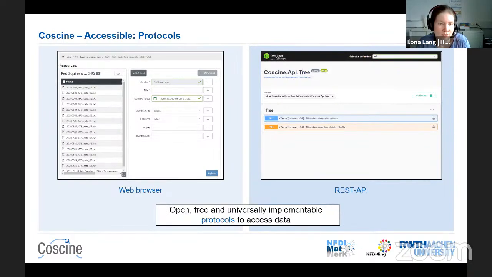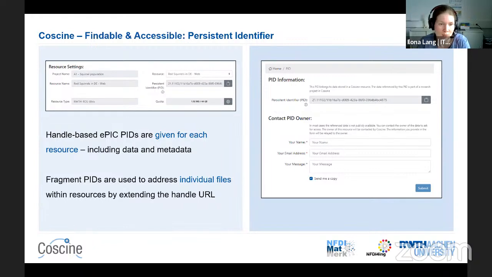And then we have different kinds of protocols. You can access Cosine via the browser, of course, but also via the REST API. And depending on the resource you're using, you also have the possibility to interact with your data via an S3 protocol. And we have persistent identifiers for each resource. These include data and metadata. And you can also use fragment PIDs to address individual files by extending the handle URL.